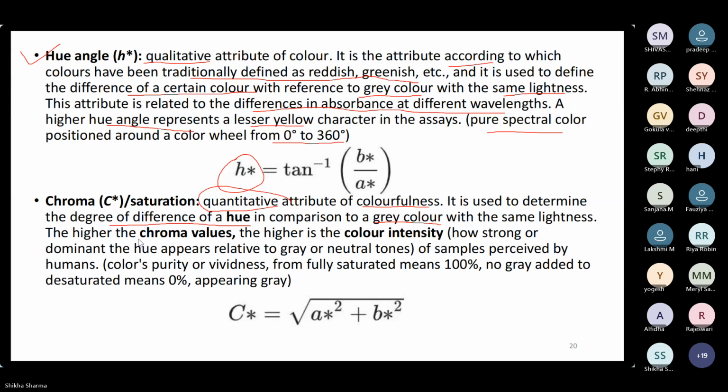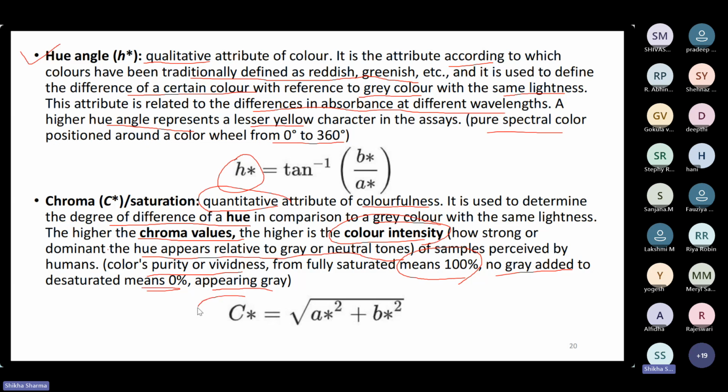The higher is the chroma value, that means the higher is the color intensity, and color intensity is basically how strong or how dominant the hue will be relative to neutral tones or gray tones of the sample. So chroma tells about color's purity or vividness. Like fully saturated means 100% saturated, that means no gray added, and desaturated means 0%, and it means the appearance of the gray.